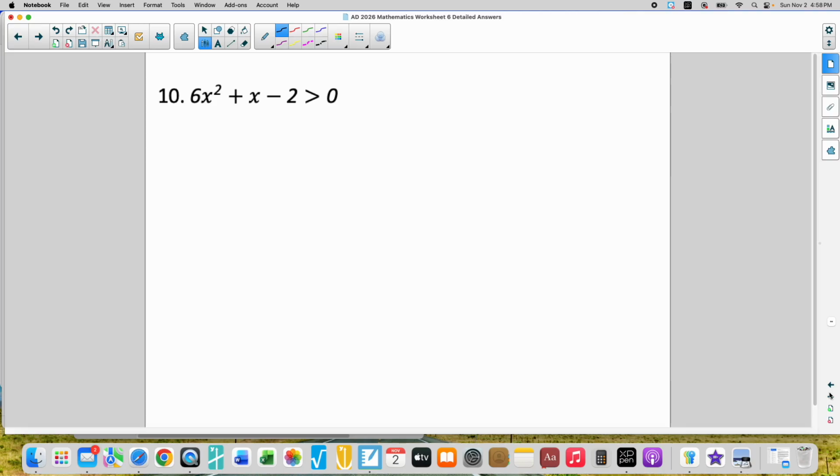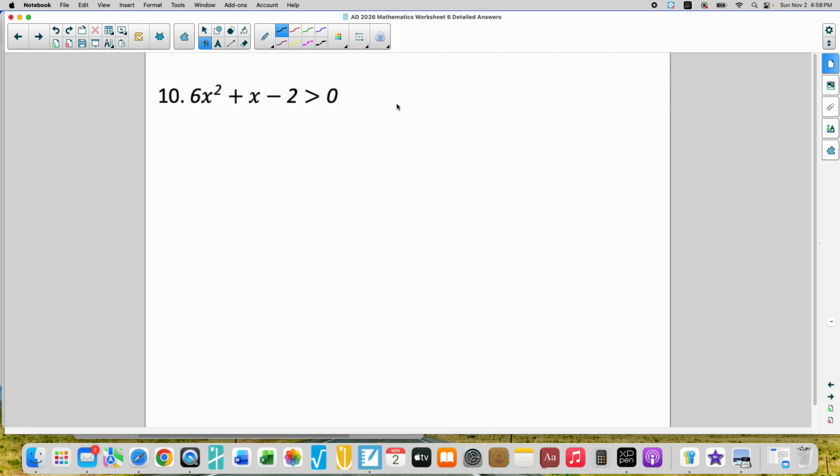Inequalities. I don't know if I've ever seen an inequality. Huh. That's interesting. Wow, that's really bizarre. I don't think I've ever done one in all my years. We can still do it.